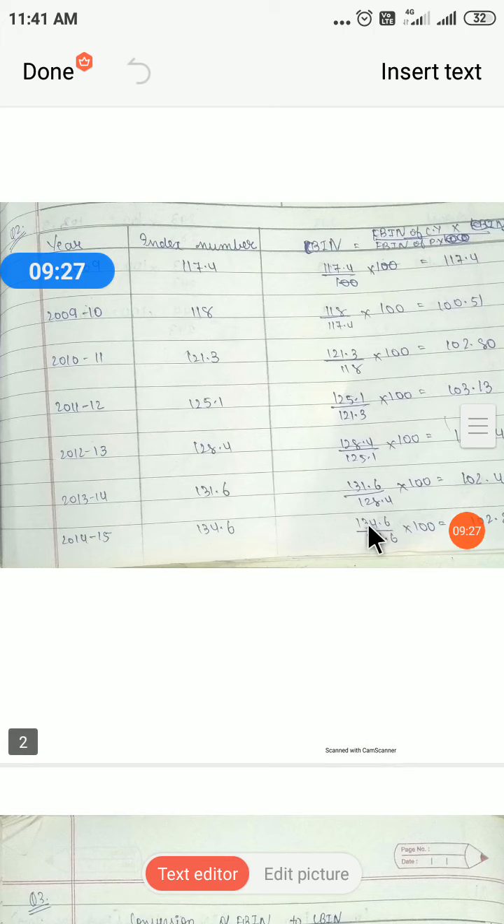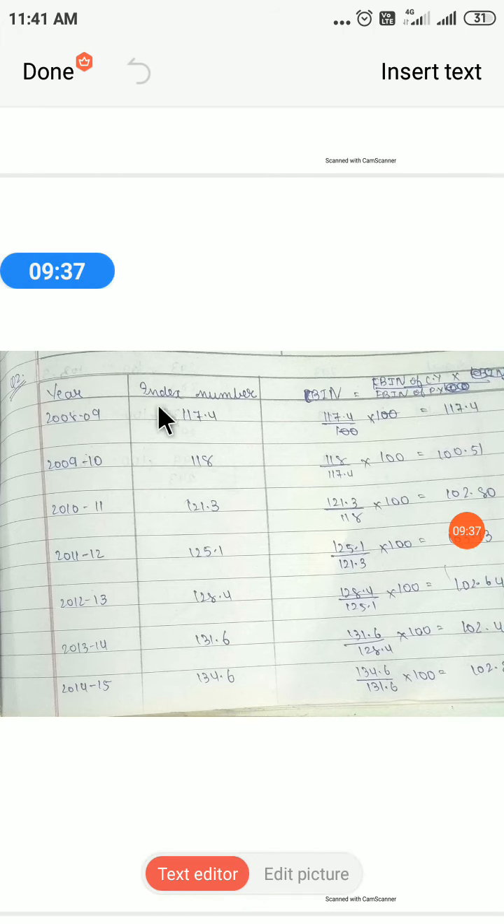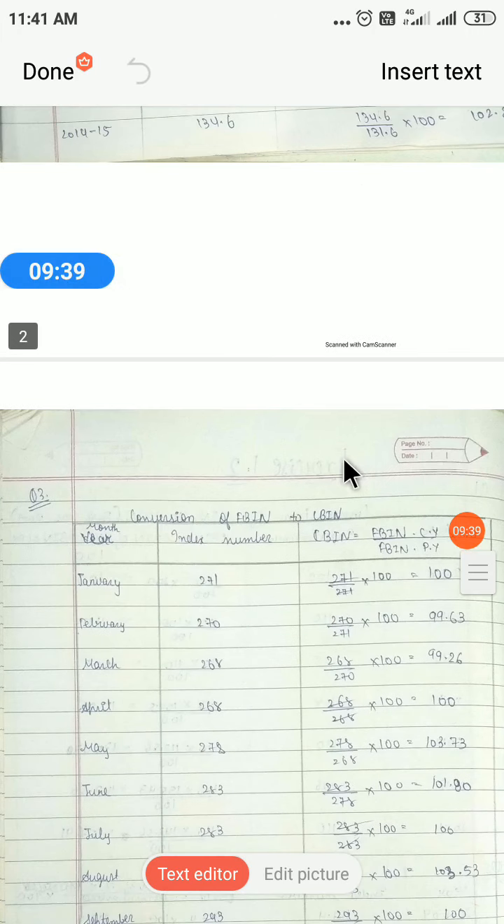Okay, again in question number 2, the first year index number is 117.4, because in this sum they told us base year is 2007-8. It means we had taken 100. But in this question number 3, there is no clarification about the base year. So first month January we have to take as a base year. So 271 upon 271 into 100 is equal to 100. Okay, here conversion of a fixed base index number into the chain base index number is over.